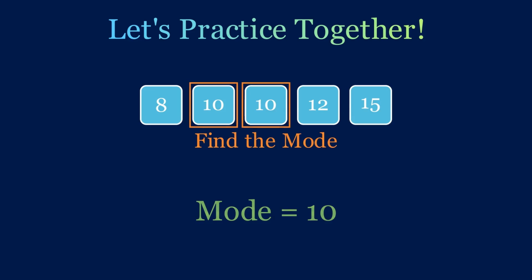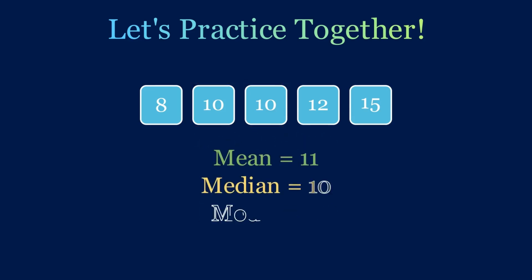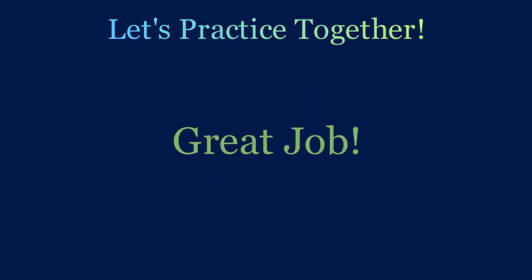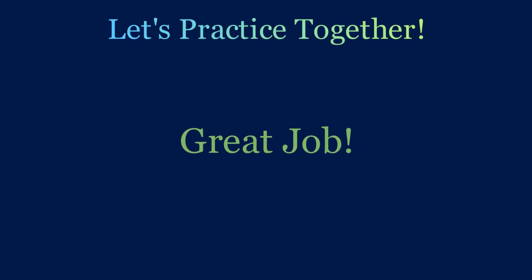Let's review our answers. Mean equals 11. Median equals 10. Mode equals 10. Excellent work. You have successfully found the mean, median, and mode of a set of data. Now, let's see if we can find the median when the number of values is even.